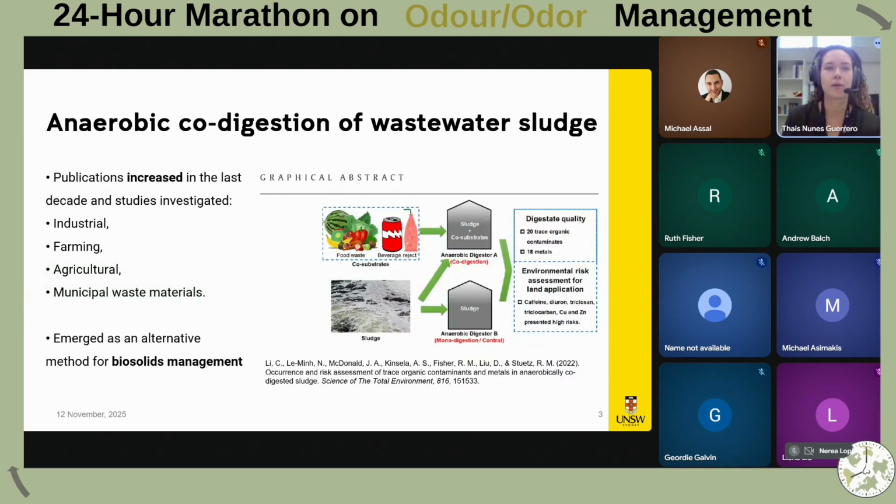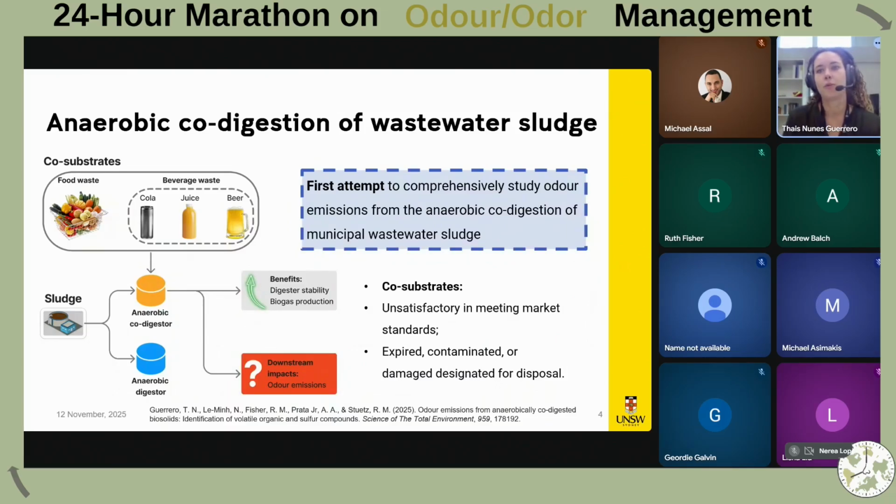But today I'm going to be mostly focusing on this emerging technology, which is anaerobic co-digestion of wastewater sludge, when you add an extra waste stream, which can be food or beverage. There's actually been a lot of research in the last decade investigating industrial, farming, agriculture, or municipal waste materials. And now it has emerged as an alternative method for biosolids management. A lot of this research is looking into how it affects operational parameters, or, for example, the risk of trace organic contaminants, and different aspects of this emerging technology.